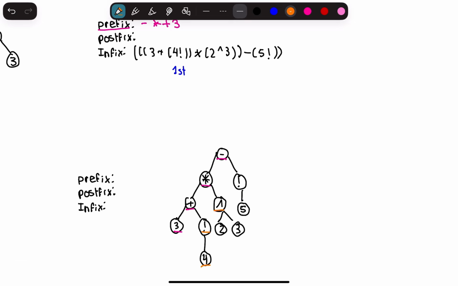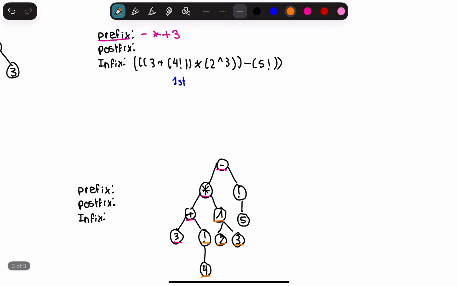And then we have this 2. And then this is going to be the power, and then we can have 2, and then we have 3. So that's going to be, after 3, we have that. 4, power, 2, 3. And then finally, we have this and this.